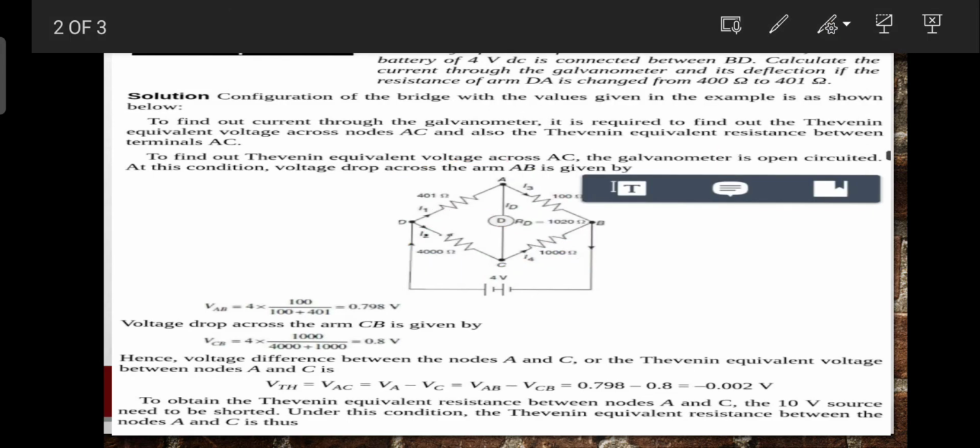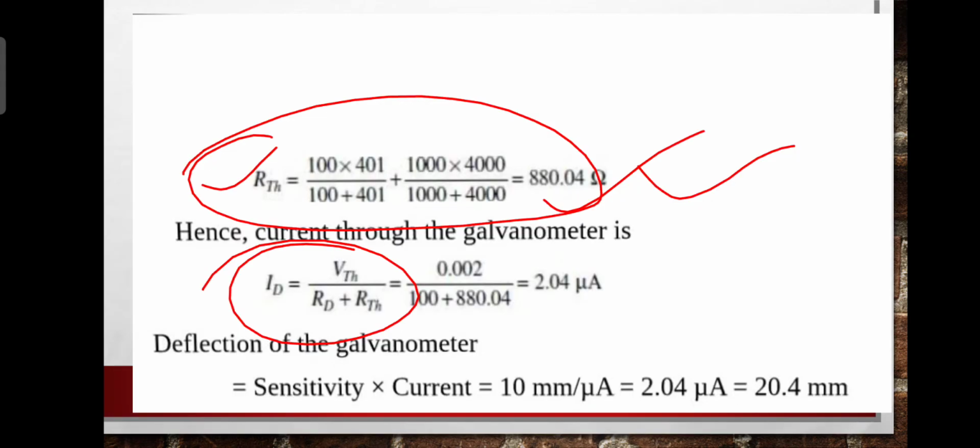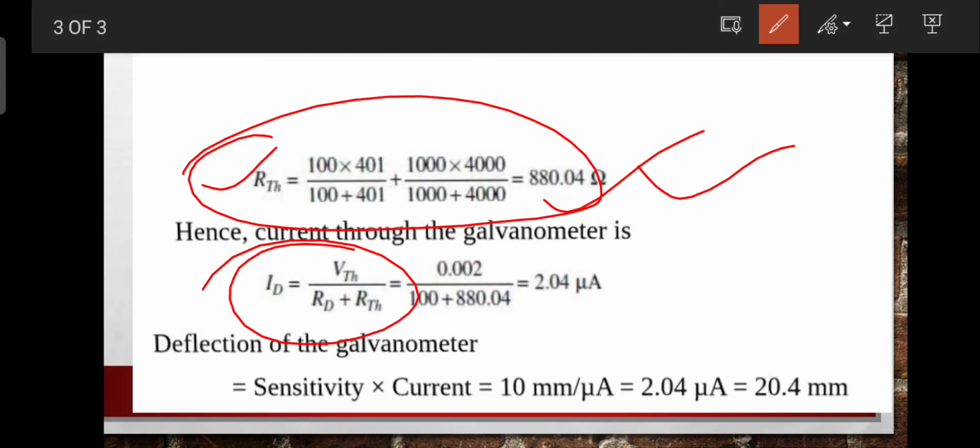And the current through the galvanometer is VTH divided by the total resistance. This is the formula, and by seeing this figure we can easily identify how to calculate the galvanometer current. By applying this formula, VTH is equal to 0.002, RG is the internal resistance of the galvanometer, and adding Thevenin's resistance 880.04, the current is equal to 2.04 microampere.